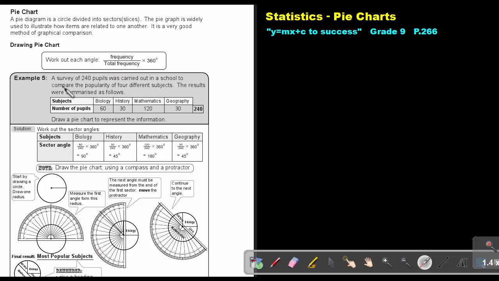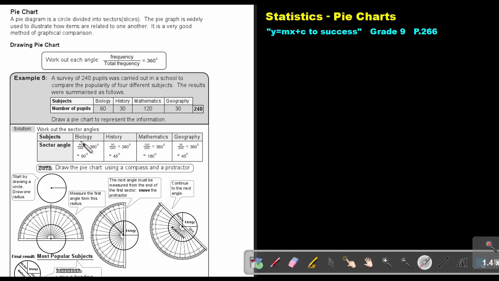Okay, let's look at an example. A survey of 240 pupils was carried out in a school to compare the popularity of 4 different subjects. The result was summarized as follows. Biology 60, history 30, mathematics 120, geography 30, total 240. Draw a pie chart to represent this information. So you must first work out the angle of the sector.